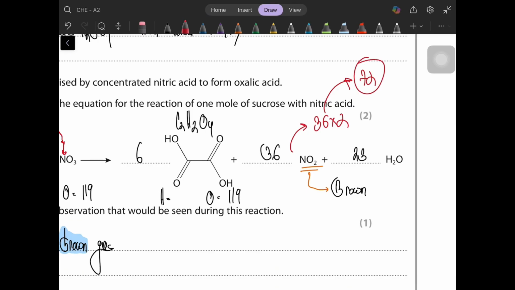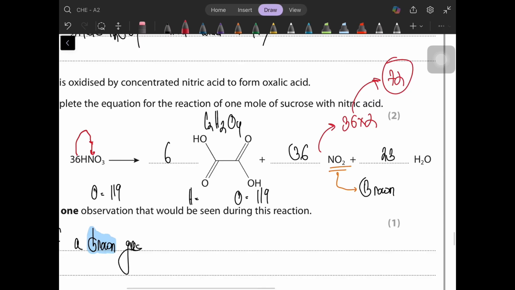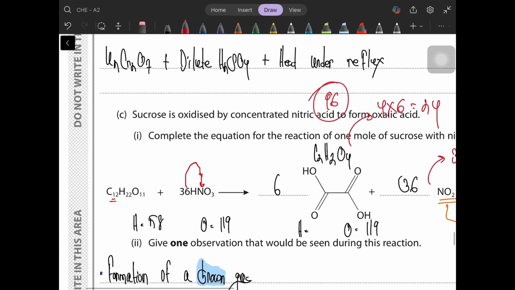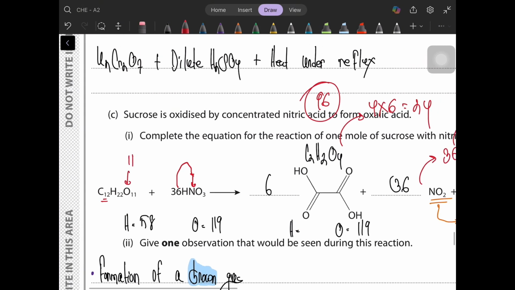72 oxygen over here, sorry, 72 oxygen over here, and let's just calculate the oxygen over there. We have O4, right? O4 times 6, 4 times 6, we have 24 over here. So 72 plus 24, we have a total of 96 oxygen, right? And let's just see how many oxygen we have over here. We have 11 and 36 times 3, so 11 plus 36 times 3, we have 108.